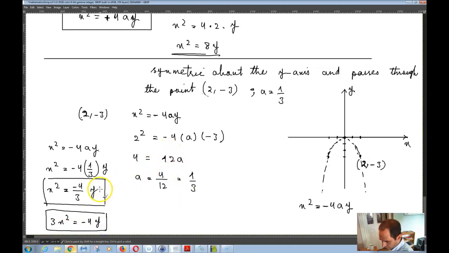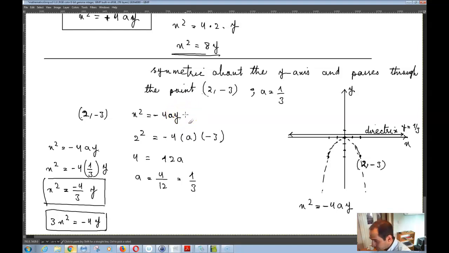And of course, you do understand that your directrix is at y is equal to 1/3, meaning that if this is 1 unit, then your directrix is going to be this line over here. This is your directrix at y is equal to 1/3. So that is basically that.